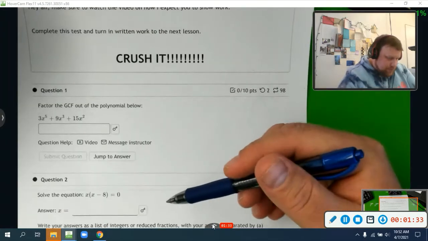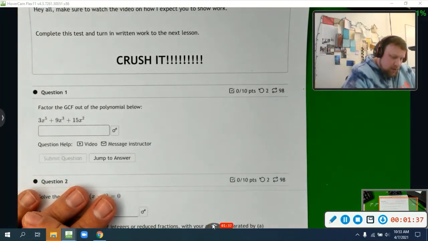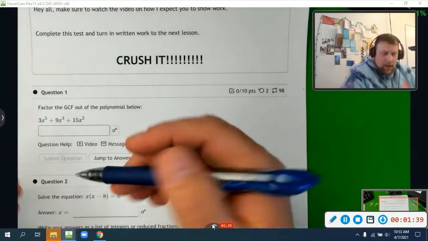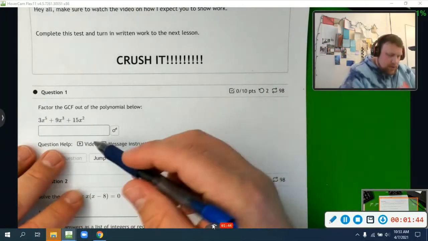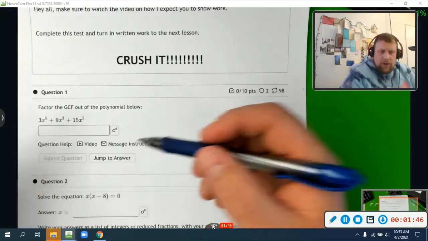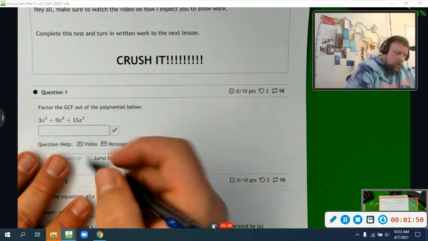All right. First question we have here is factor the GCF out of the polynomial below. That's the greatest common factor, right? So this isn't per se factoring it down to its factors like we've been doing. This is just saying, how can I factor it out? What's the greatest common factor? So if I look at 3, 9, and 15, what number do they have in common?